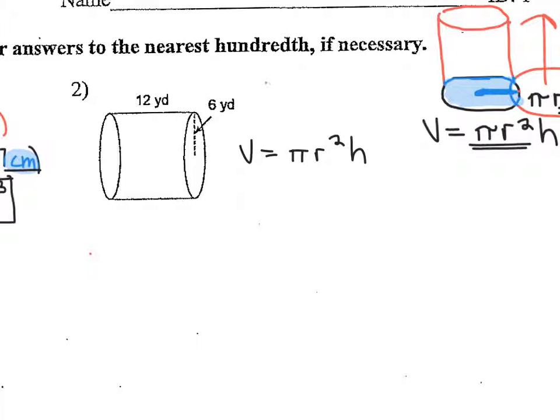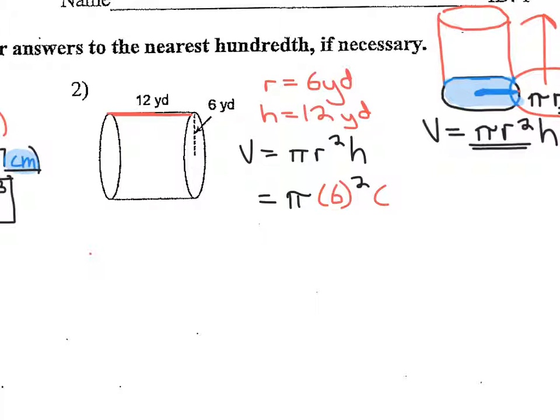Remember, radius is halfway across the circle, diameter is all the way across, and we need the radius, which in this case is 6 yards, and the height, which connects the base with the top, is 12 yards. That's all we need. So now we're going to plug this in. So we have pi times 6 for the radius squared times the height, which is 12.